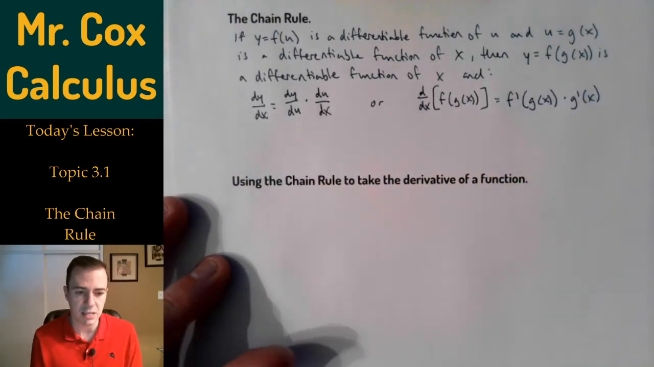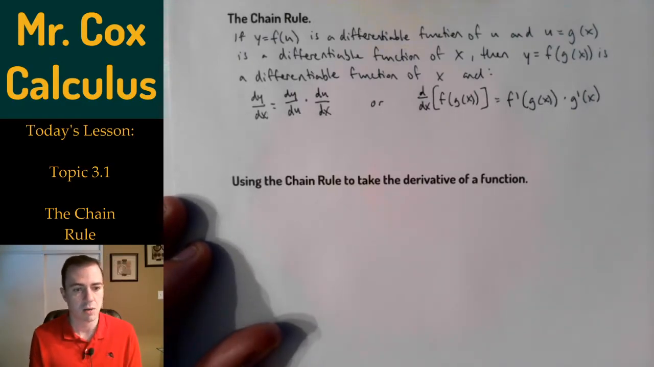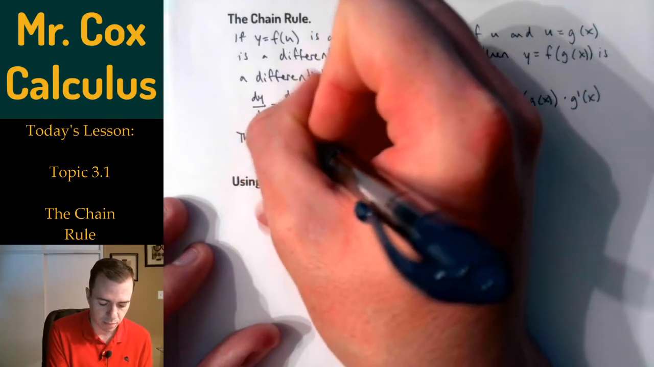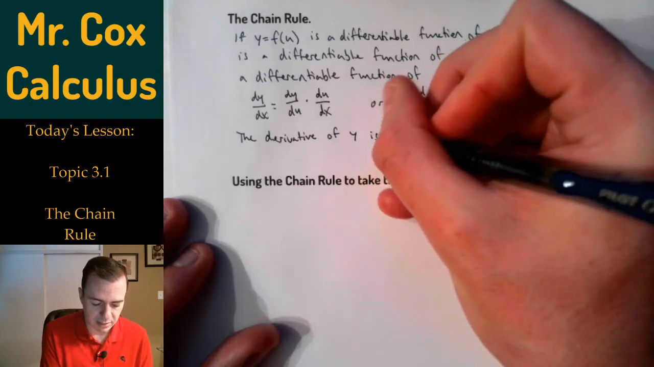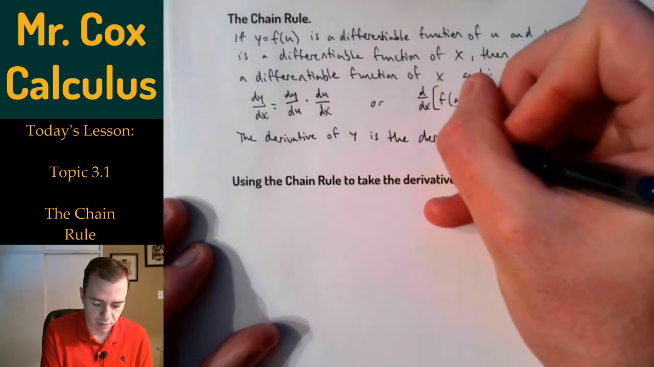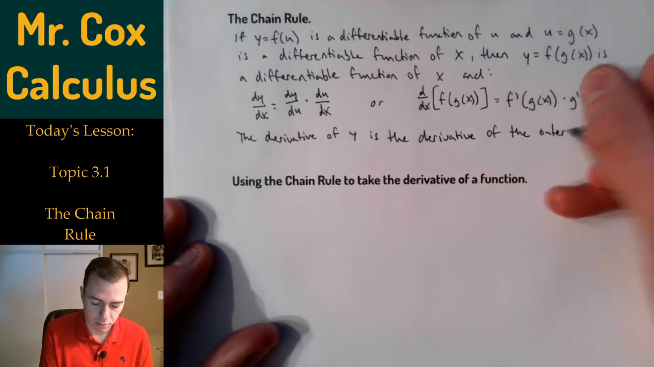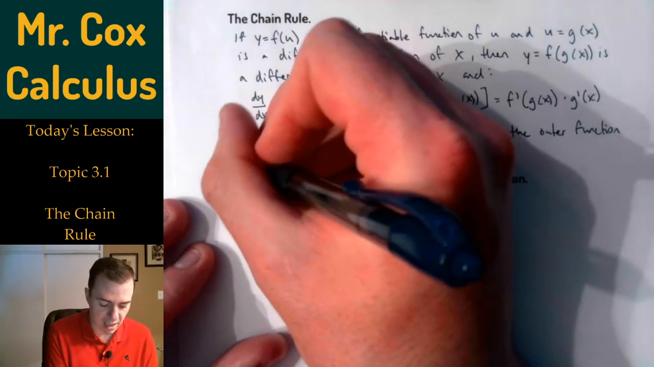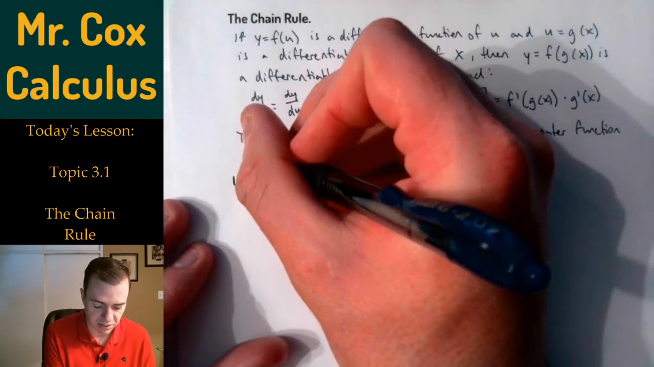Now the general idea, because we'll start working some examples here in the next video, but the general idea of what we are meaning by or how we're going to apply the chain rule is that when we take the derivative of y, what it really is is the derivative of the outer function, and we would take that at the inner function. That's kind of what this f prime of g of x is going to represent.